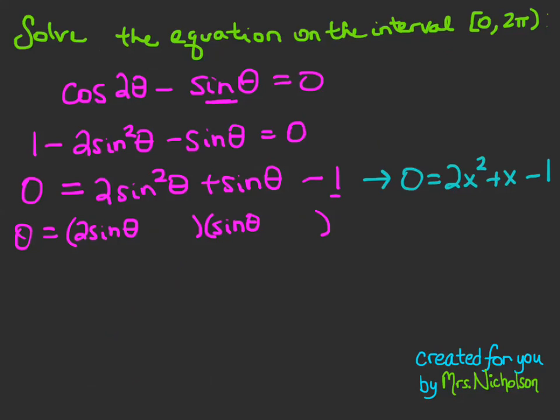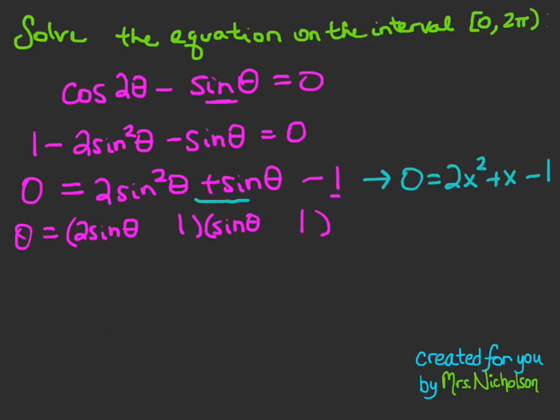And then I look at my last term, 1. What can I multiply to get 1? Well, my only choice is 1 and 1. I need it to be negative, though, so my signs are going to be different. And now I look to my middle term. I want to have plus sine theta in the middle.